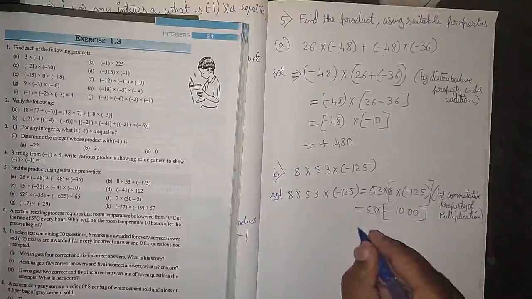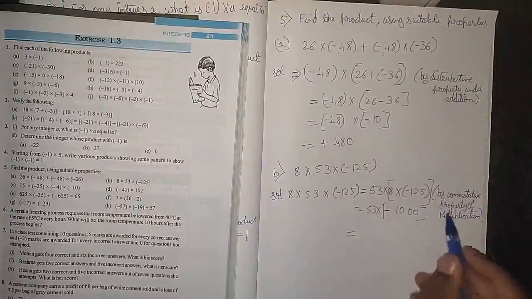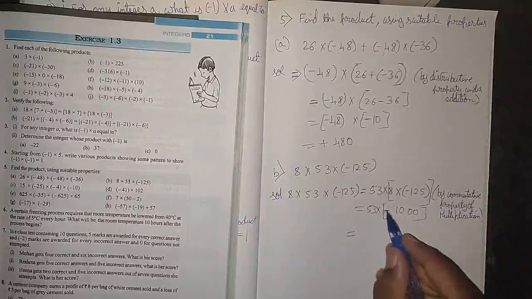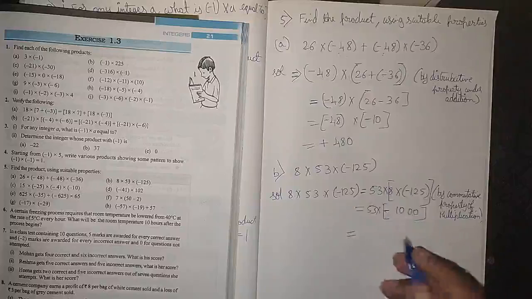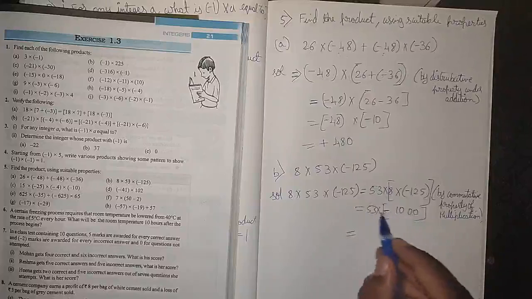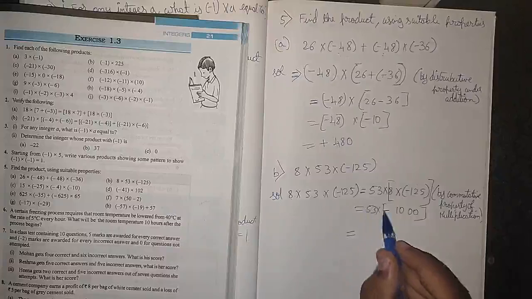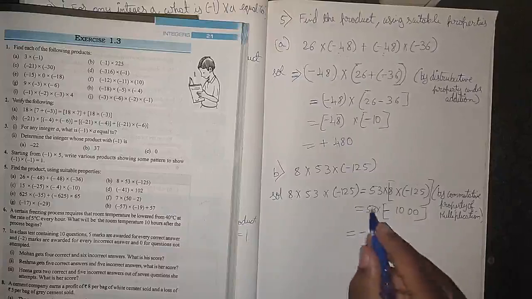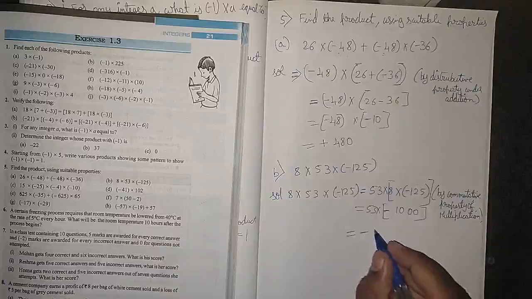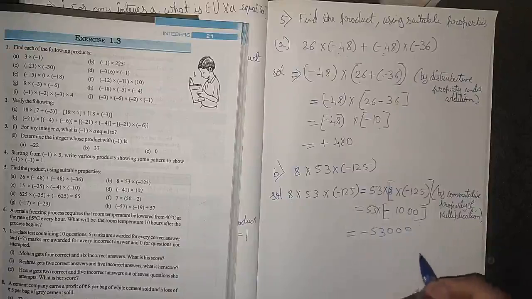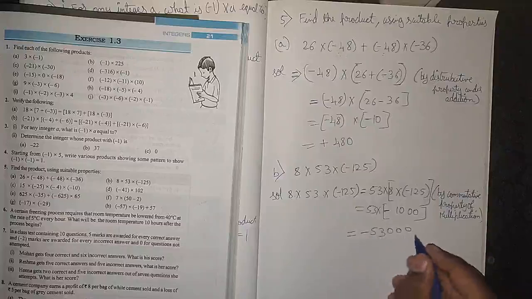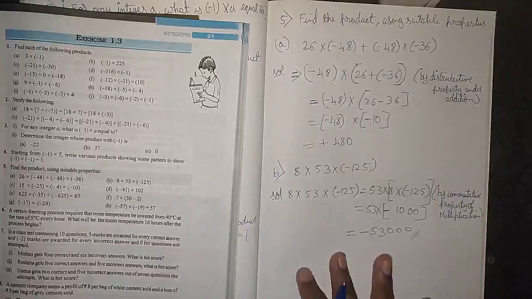So it is how much? Minus 1000. Plus into minus was minus. So here again only two numbers are there. Now, how to multiply? First let us multiply the sign. Here plus is there, here minus is there. Minus, plus into minus is minus. 53 into 1000, how much will it become? Write 53 and write 3 zeros. We are multiplying with 1000, no? Write 53 and write 3 zeros. That is minus 53,000. So this will be your final answer.